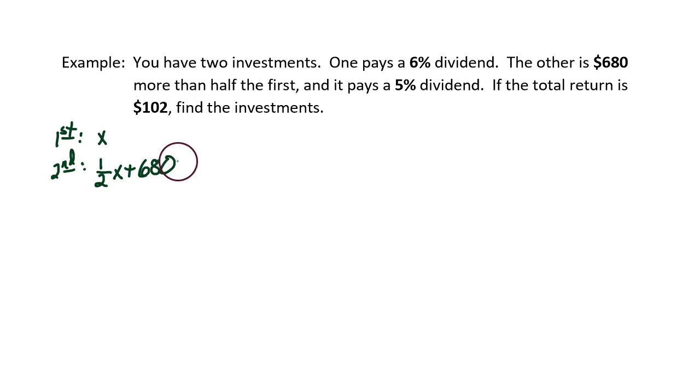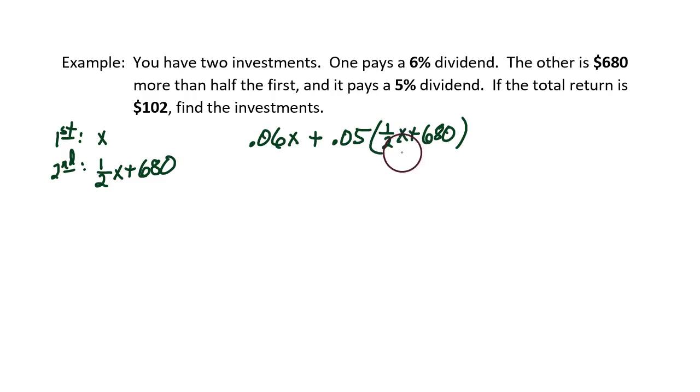For each investment, we're told the dividend, the percent of the money that we get paid each year. 6% of the X dollars is the dividend from the first investment, plus 5% of the 1/2 x plus 680 is the dividend that we get paid from the second investment. When we add those interest payments together, we're told that we make $102 on the investment that year. Here's our open sentence. First step to solve it, the distributive property.